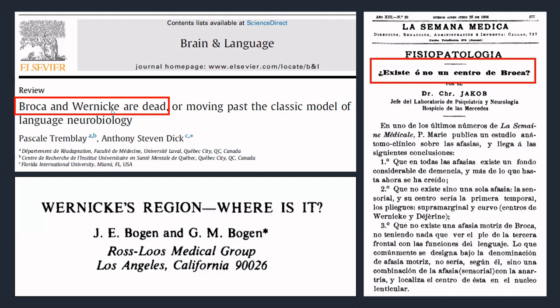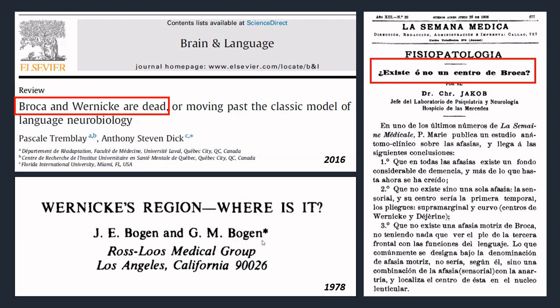It says Broca and Wernicke are dead, or moving past the classical model of language neurobiology. It's a good article published in 2016, but the authors make it seem as if they are onto something new, and they are not. You know, the Broca-Wernicke model has been disputed since its early days.